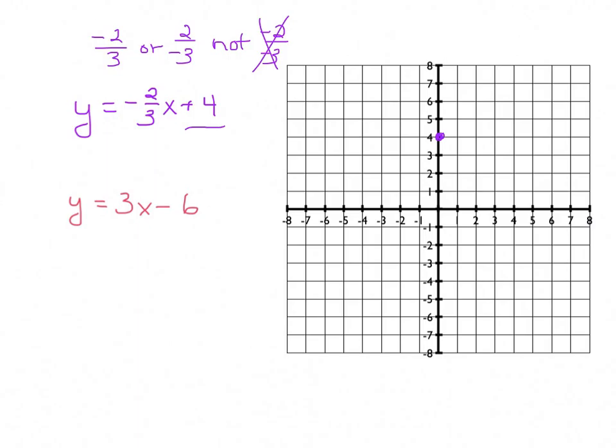So when I use the slope, if I use the negative 2/3, I go down 2, and then right 3, 1, 2, 3, and then that takes me to that point. Or you can see, if I do the opposite, I can go up 2 and to the left 3, and that will still take me to another point that's on the line. And then I can just fill my line in, and I'm done.